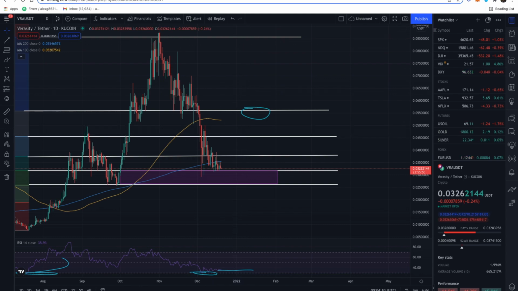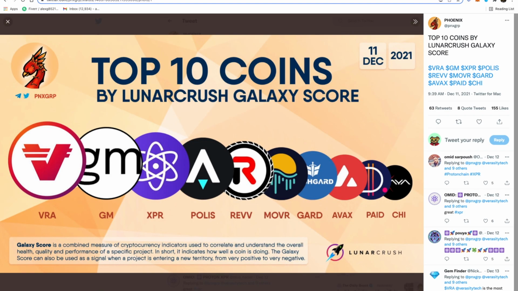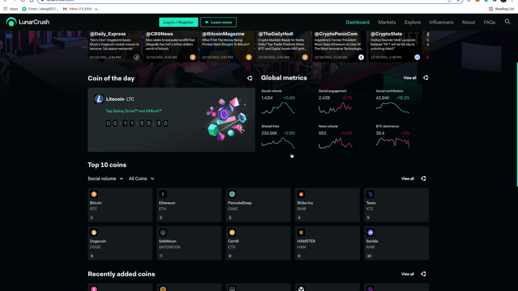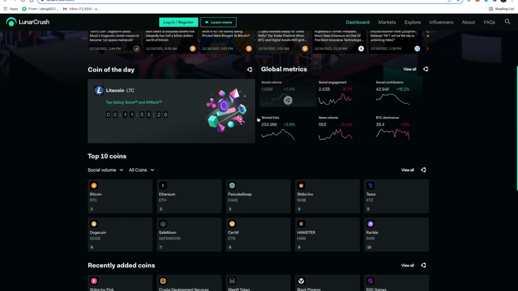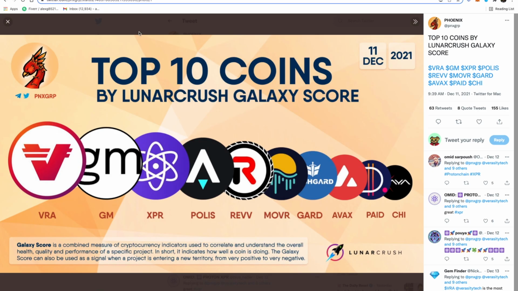So now let's dive into just a couple of news points about VRA. First of all, this is a really cool metric. There's something called Lunar Crush. It's a website that consolidates social intelligence scores for altcoins and larger coins. And basically it tracks things like social volume, shared links, news volume, social engagement, social contributors, and it aggregates these into what they call a galaxy score. And VRA recently won first place in the top 10 for galaxy score.